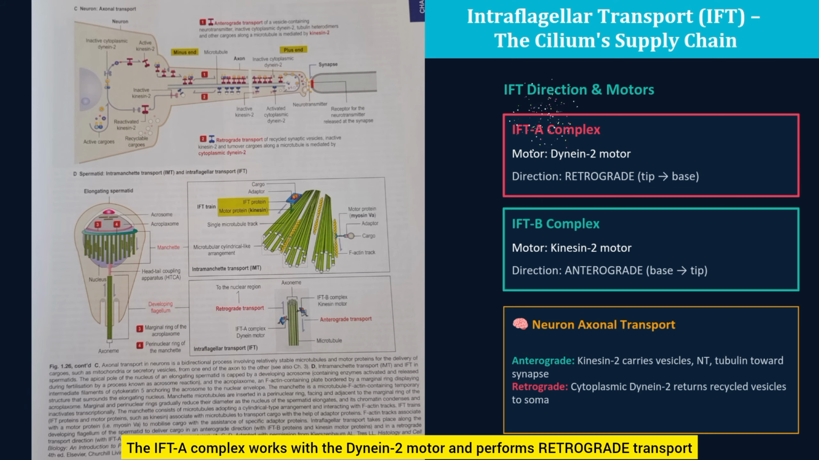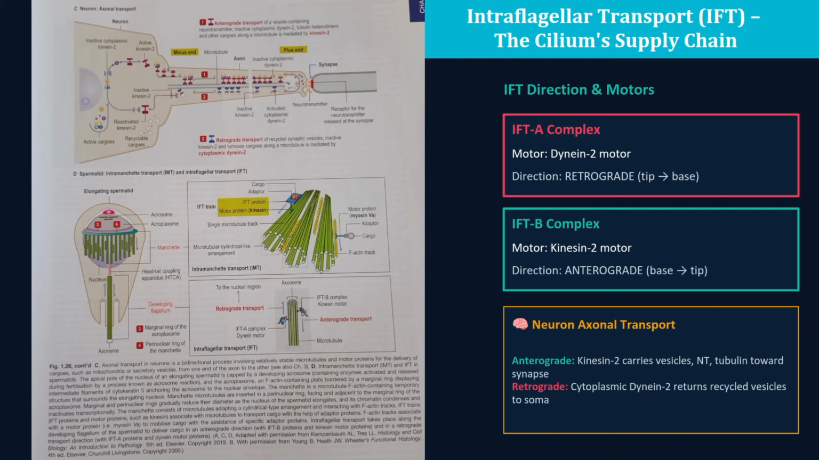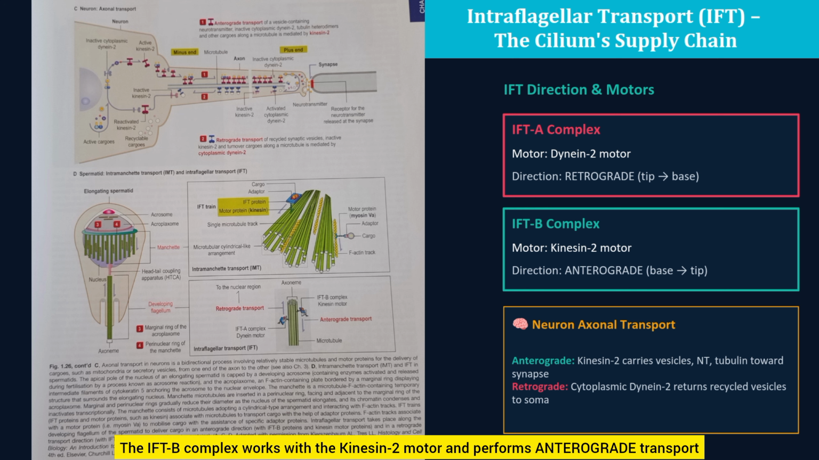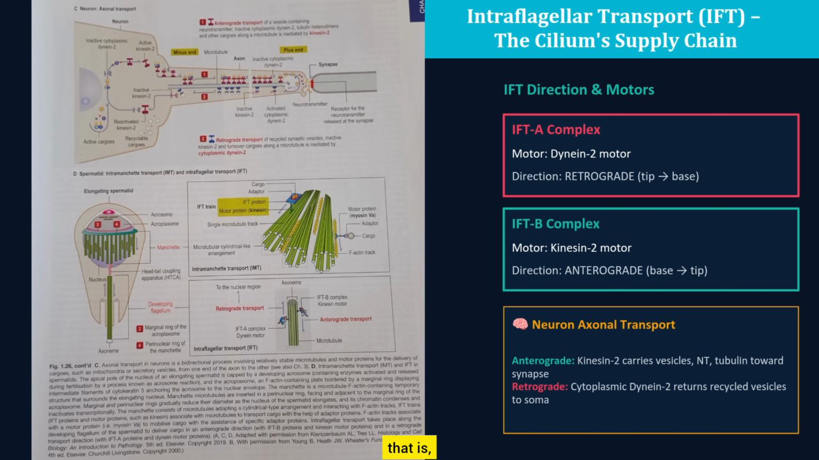The IFTA complex works with the dynein 2 motor and performs retrograde transport, that is, from tip to base. The IFTB complex works with the kinesin 2 motor and performs anterograde transport, that is, from base to tip. An easy memory trick. A for away from tip. IFTA is retrograde. B for building the tip. IFTB is anterograde. Remember this.